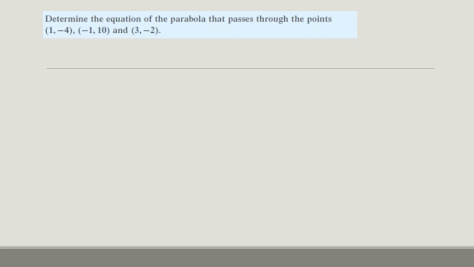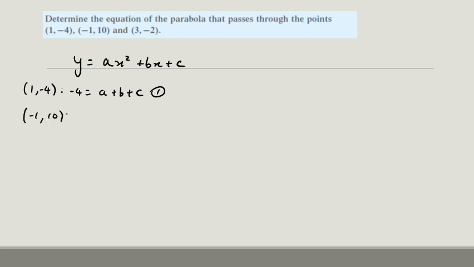Alright, let's look at the equation of a parabola that passes through those points. All you need to do, write down your general form, ax squared plus bx plus c. Substitute points in. Here's your first equation. Here's your second equation. And then your third equation, 9a plus 3b plus c.